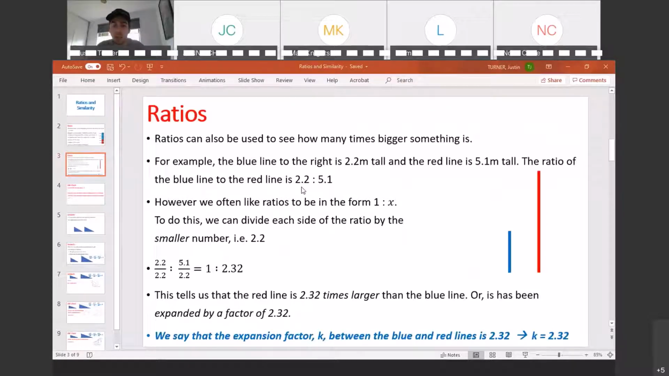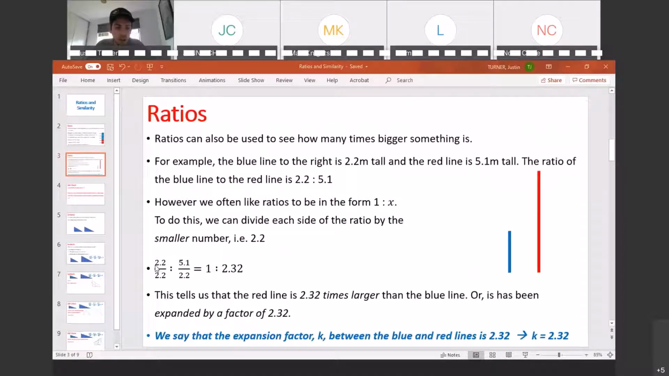However, as we actually did this in the CAT when we were looking at odds, this part is likely going to be familiar to you. We often want to write ratios in the form of 1 to x, so 1 to some other number. What that's doing is saying how many times larger that second length is compared to the first one. To do this, what we do is divide each side of the ratio by the smaller number. In this case, the smaller number is 2.2.